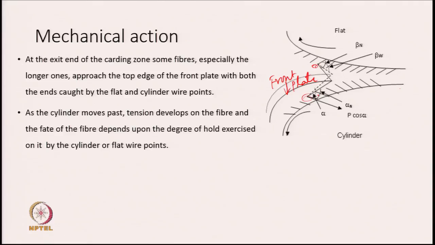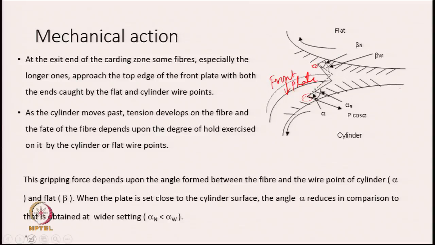Whether the grip of the cylinder rod points on the fiber is more than the grip of the flat rod points. It all depends upon this, and the gripping power in a way depends upon the inclination angle that the fiber makes with respect to the rod points. That is, that depends upon this angle alpha shown here or the angle beta shown in this diagram. When the plate is set close to the cylinder surface, the angle alpha reduces in comparison to what is obtained at the wider setting.